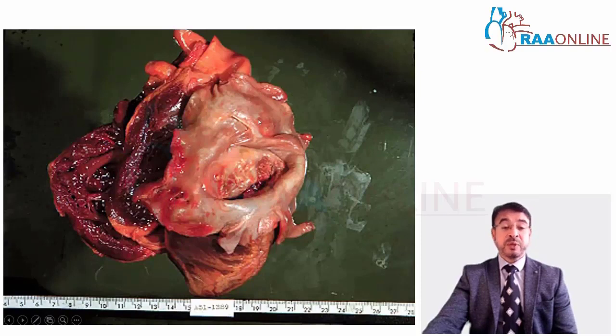The heart has been opened along the atrium. You can see the mitral valve, and you can see that the valve is narrowed, and this is a fish mouth stenosis. Resembles a fish mouth.